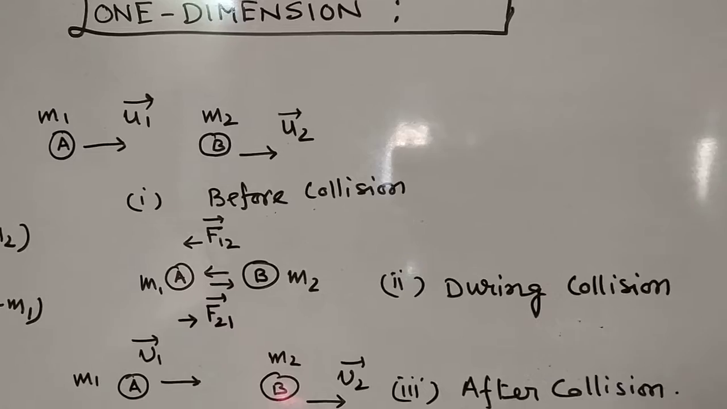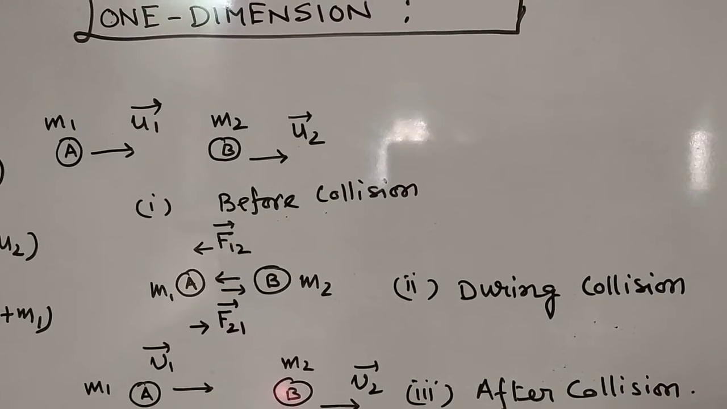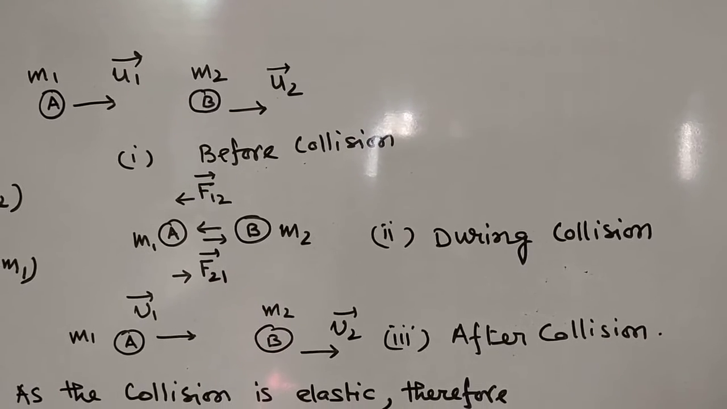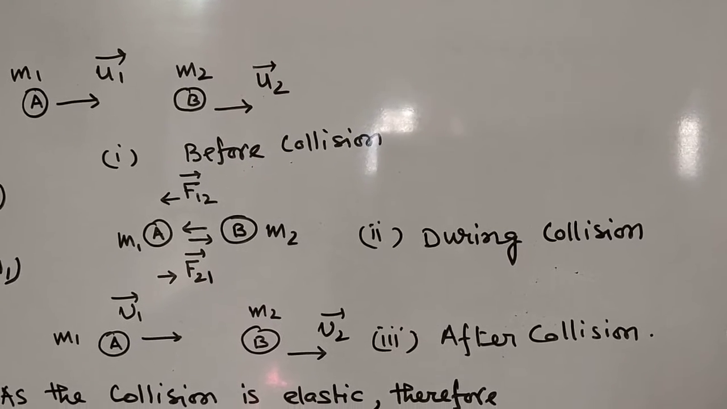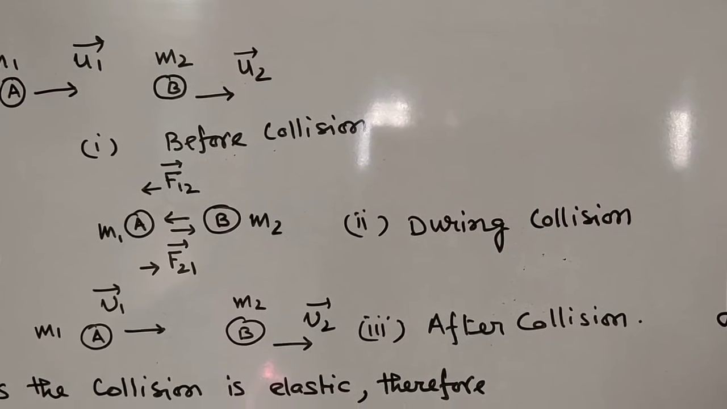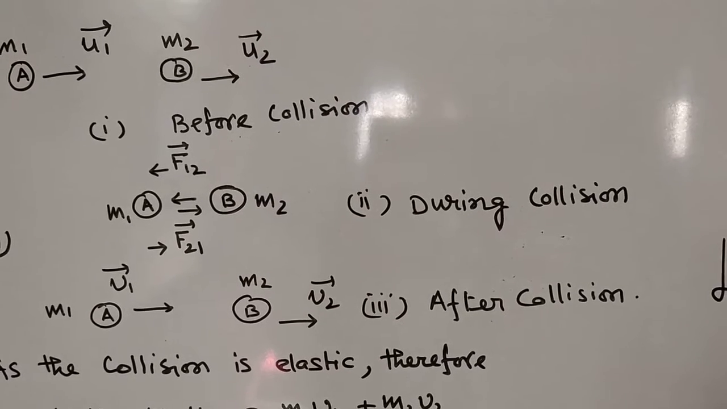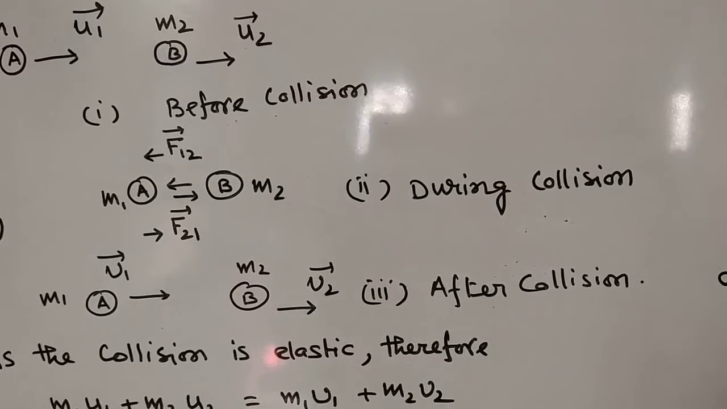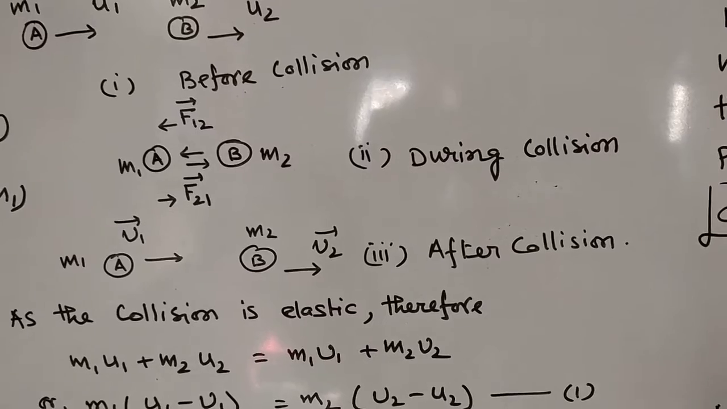Now in the figure you see two objects A and B of mass m1 and m2 moving with velocities u1 and u2 before collision. During collision there is an interaction between the two masses, and the interaction is nothing but some kind of force. F12 is the force exerted on 1 by 2 and F21 is the force exerted on 2 by 1. We have defined mass m2 for 2 and mass m1 for 1. After collision they move with different velocities, v1 and v2.